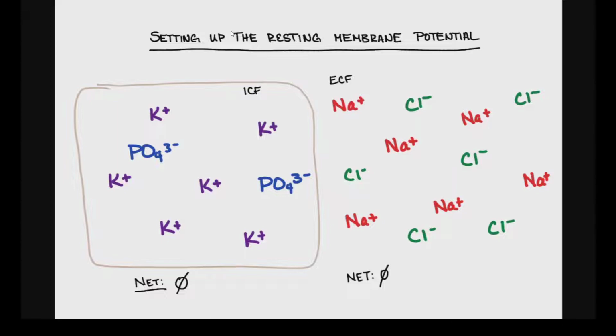But most of these cells also have leak channels. One leak channel that's particularly common is for potassium. So let's go ahead and draw in a potassium leak channel. That means that it's going to be an open channel, so the only ion that will be allowed to move is potassium. Which way will potassium want to move? Of course, potassium is going to want to move out of the cell.